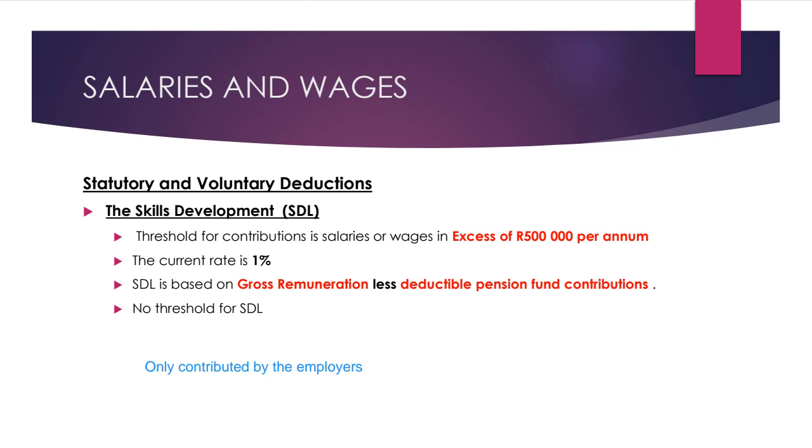For example, after doing this, you just multiply it by 1/100, 1%. Yes, that will be your SDL. And there's no max, there's no threshold. Remember, when we spoke about the UIF, we spoke about the threshold. There's no threshold for this, so there's no maximum. You don't have to check anything. Just multiply whatever you find. Are we together?